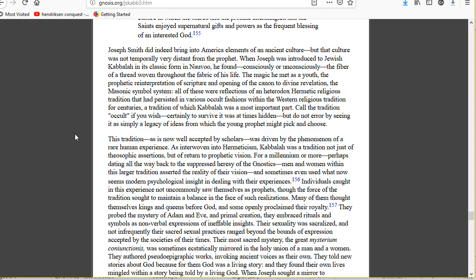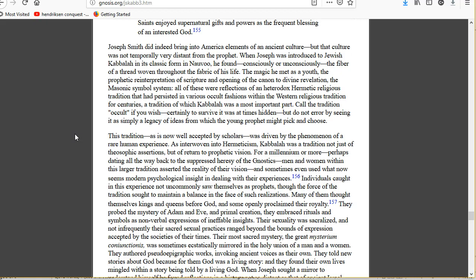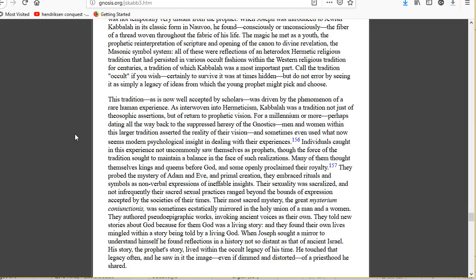The magic he met as a youth, the prophetic reinterpretation of scripture and opening of the canon to divine revelation, the Masonic symbol system, all of these were reflections of a heterodox, hermetic religious tradition that had persisted in various occult fashions within the Western religious tradition for centuries, a tradition of which Kabbalah was a most important part. Call the tradition a cult if you wish.